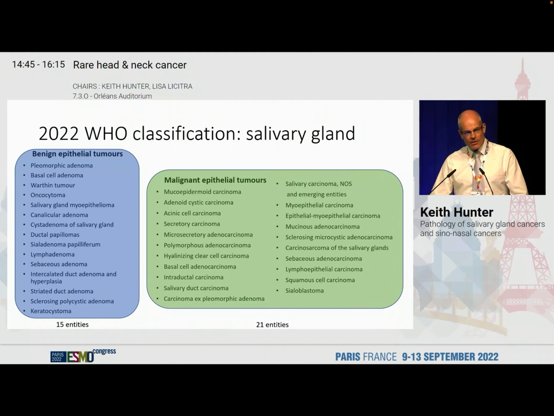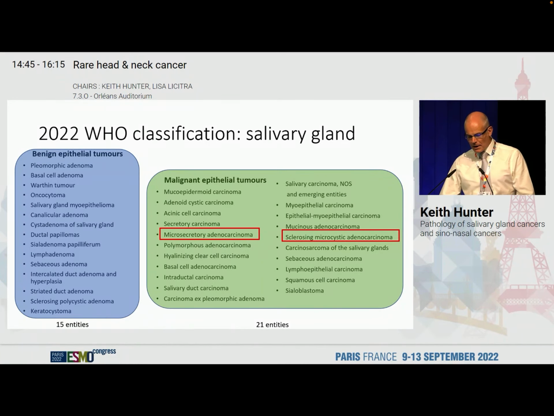We have 36 entities, 15 of them which are benign, and you will see on the right hand of the screen that there are 21 entities which are malignant. And this is of the same sort of order of magnitude of the size of classification as it's been for the most recent classifications. There are some new entities which are present within this classification, which is going to be seen later on this year. For example, the microsecretory carcinoma and sclerosing microcystic adenocarcinoma.